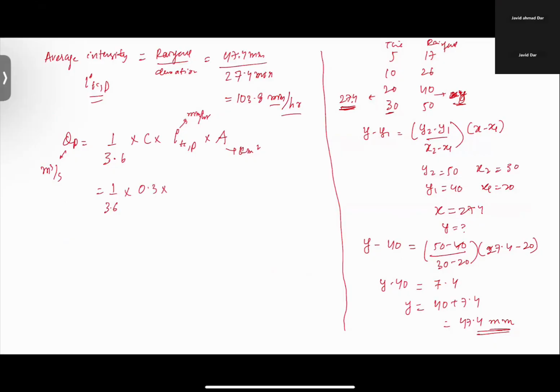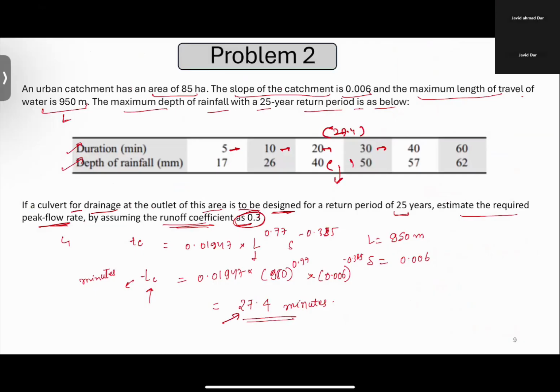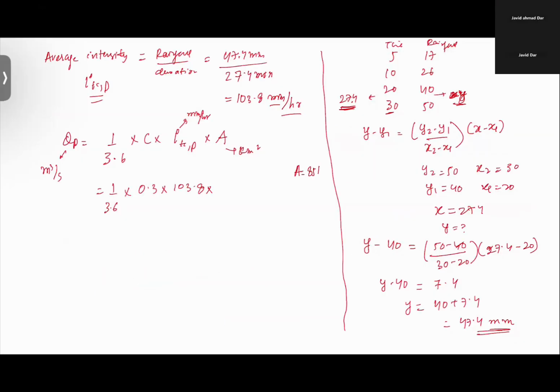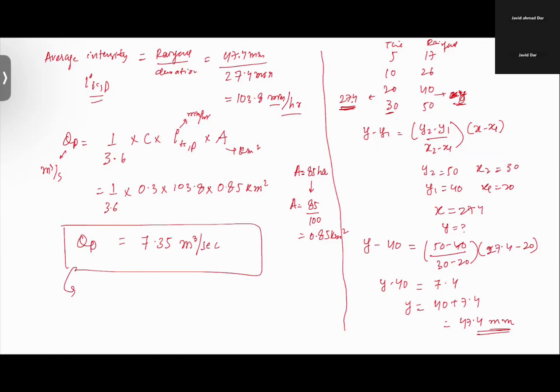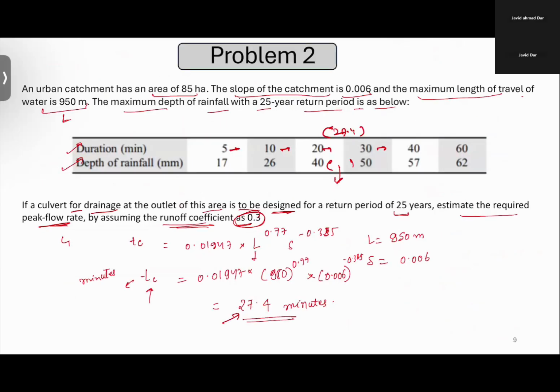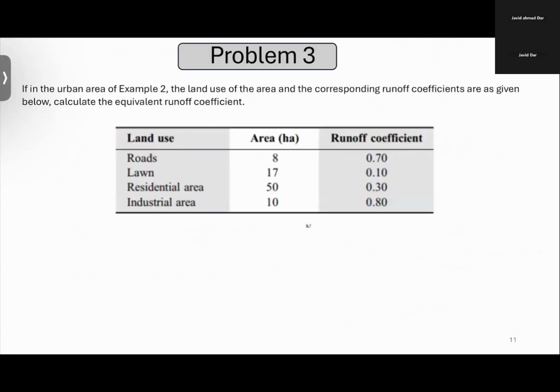Your I calculated in mm per hour is 103.8. Your area of catchment is 85 hectare. You can convert it into kilometer square by dividing by 100, which is 0.85 kilometer square. The value comes out to be 7.35 meter cube per second. So this is going to be the peak discharge, and for this discharge you need to design the culvert in this problem. So any doubts? If not, then we can move to problem number 3.